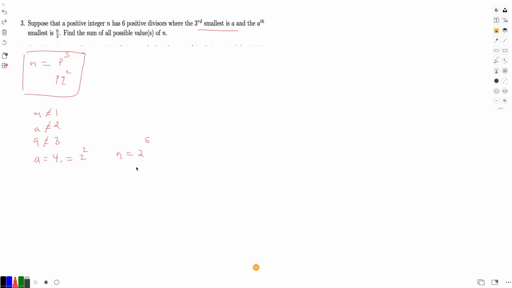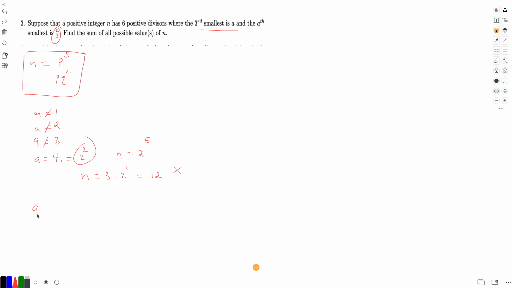If it's of the form pq squared, then q squared is already occupied by this 2 squared from a, right? And we also know that there's a divisor n over 3, meaning that our number has to be divisible by 3. Therefore, n must be of the form 3 times 2 squared in order for this to work. So now let's see if this checks out. The third smallest would be 1, 2, 3. The third smallest divisor is 3, so this does not check out since we have a equals 4.